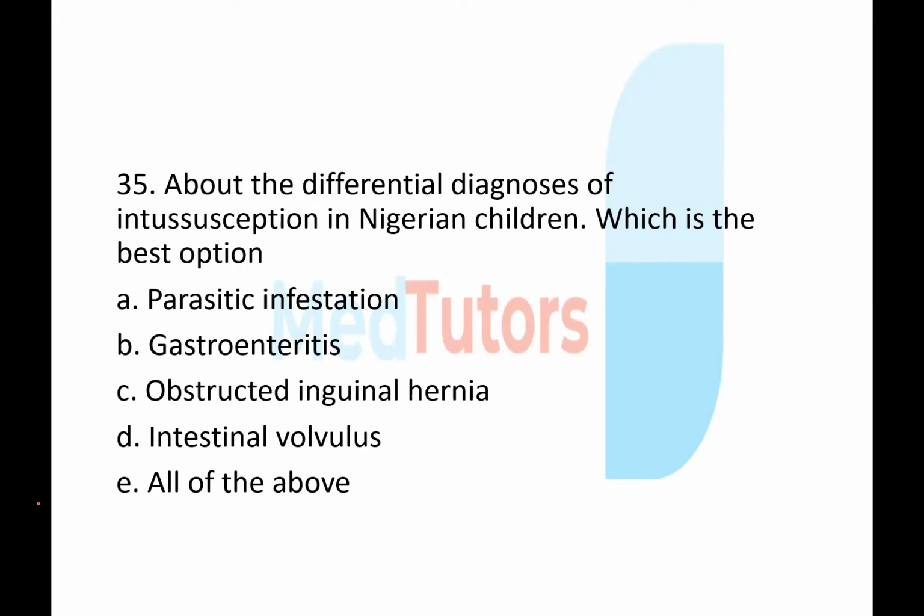About the differential diagnosis of intussusception in Nigerian children, which is the best option? A, parasitic infestation. B, gastroenteritis. C, obstructed hernia. D, intestinal volvulus. E, all of the above.